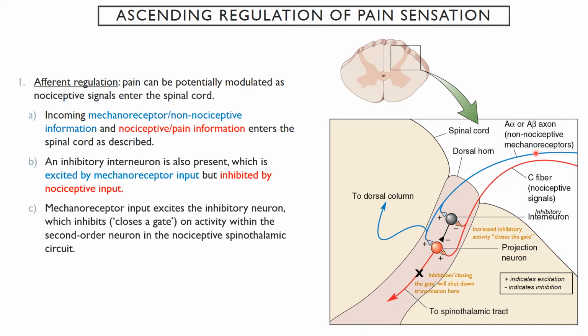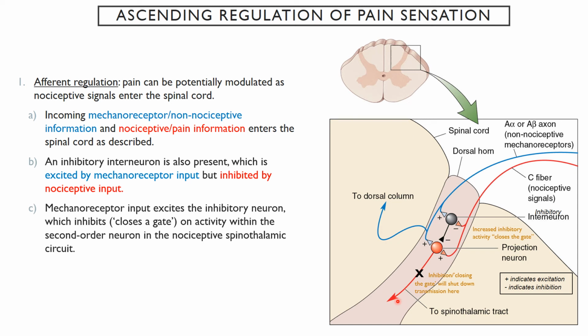The way that gate can work is that if there's activity coming through the mechanosensation side of things, mechanoreceptors being activated, it will activate these inhibitory neurons. Those inhibitory neurons then will inhibit the second order nociceptive neuron and prevent pain signals, or at least reduce pain signals, from getting up into the brain.